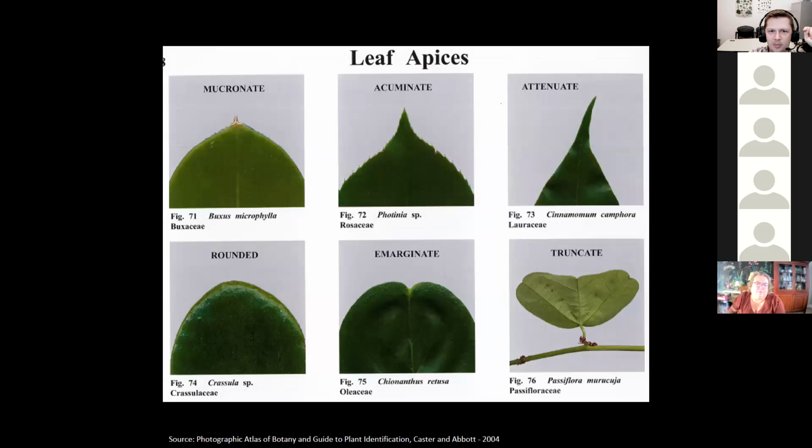And then the apices: mucronate means it has a tiny little tip. Acuminate means that there's a fair tip. Attenuate is a very long tip. Rounded, it's a little obvious. And emarginate is where it kind of comes back in on itself. And you can have a truncated end too, where it basically ends prematurely. It's cut off.